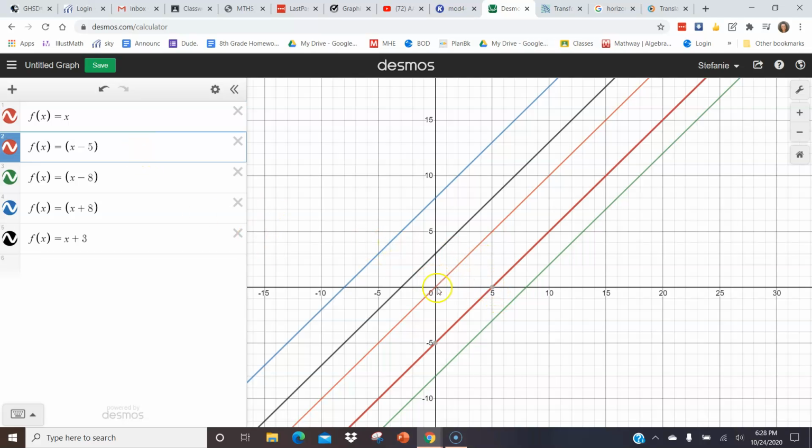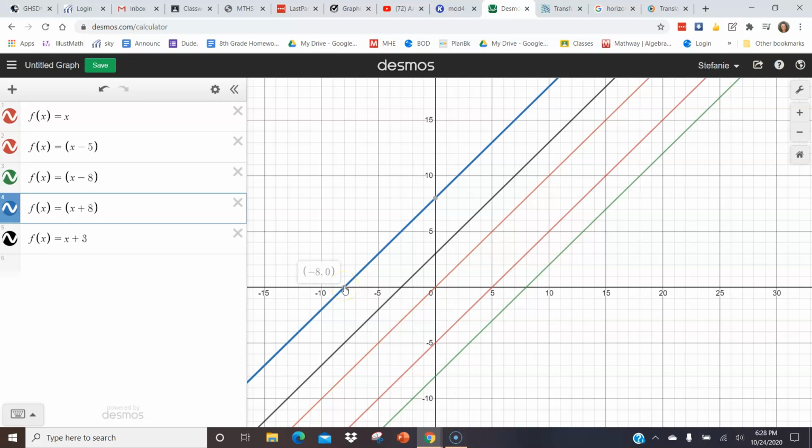Let's see, x minus 5 here is actually over here. I'm shifting this direction. If I have the horizontal shift, f of x equals x minus 8, here's my parent graph here. It's going to move 8 units to the right. It's the opposite of that. So if I'm looking at this graph here, it's going to be f of x, I'm going this direction here.